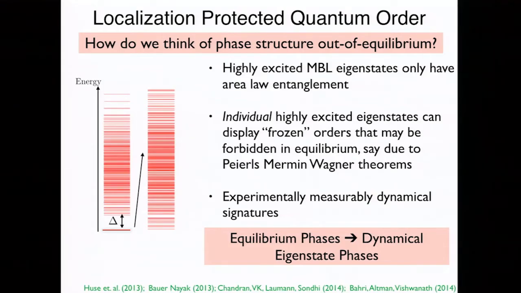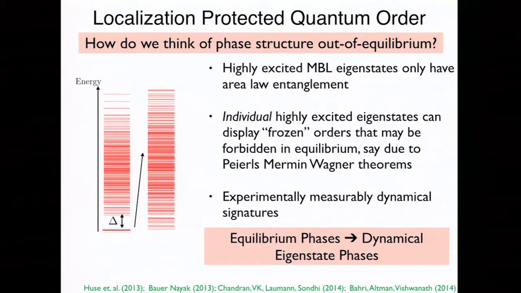Okay? And what we'll find is that this kind of framework allows us to have order in settings that would be, or types of order that may be forbidden in equilibrium. Okay? So in equilibrium, we have various theorems which tell you what kinds of order are possible at what temperatures and what spatial dimensions. For example, Peierls and Mermin-Wagner theorems are one example of this class of results. And this out of equilibrium setting will allow us to get around some of these results.